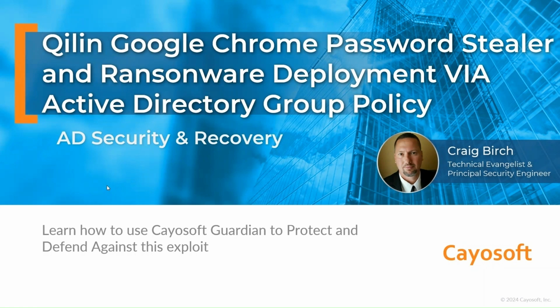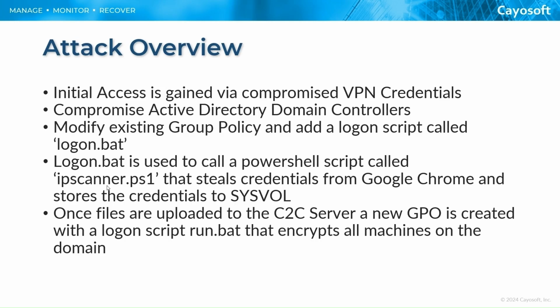Today I'm going to talk to you about how the Qilin Ransomware group is using Active Directory to steal passwords from Google Chrome and to deploy ransomware to all connected Active Directory machines. Now let's look at the attack vector.